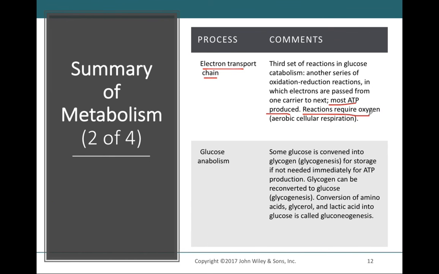On the other end, if we have excess glucose and we want to store that glucose for later use, we're going to undergo the process of glycogenesis, where we take glucose monomers and link them together to form the molecule known as glycogen.